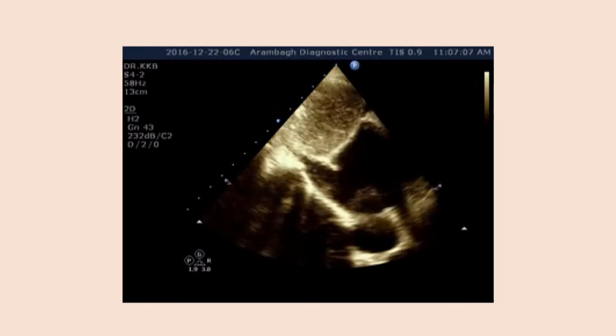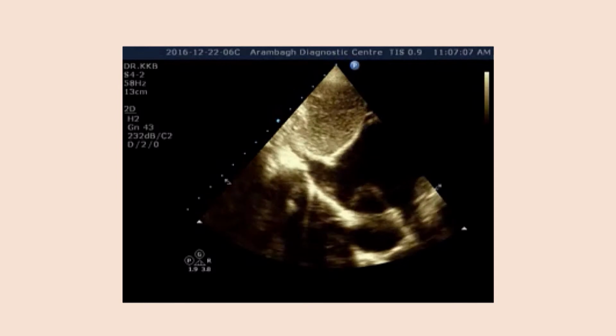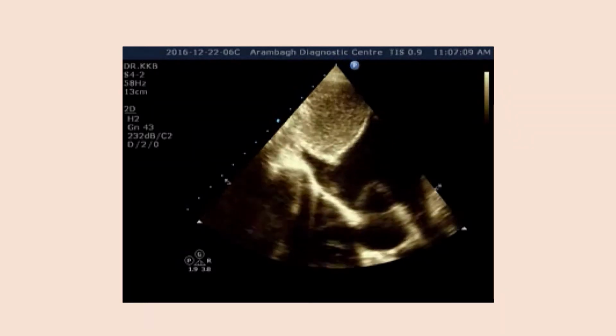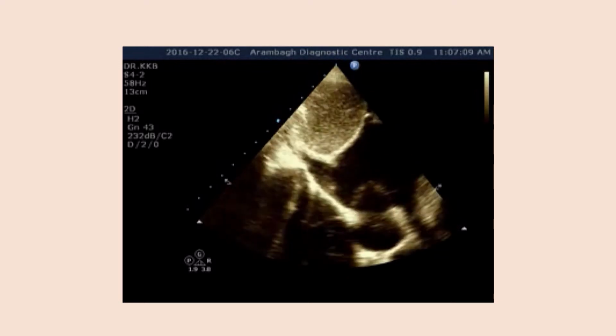Now, this lady, a senior lady, 76 years old, was blessed with a very good subcostal window. And I got a very good bicaval view.